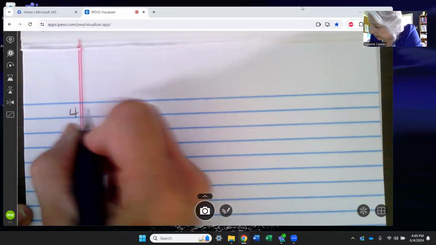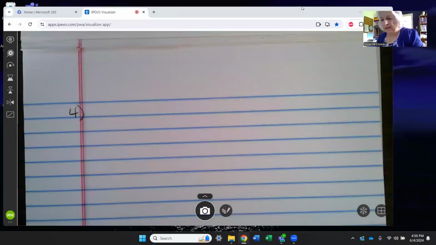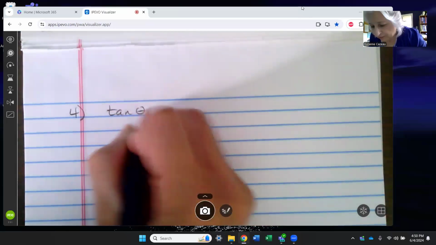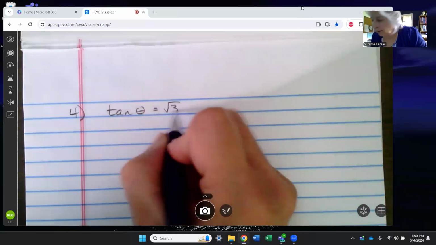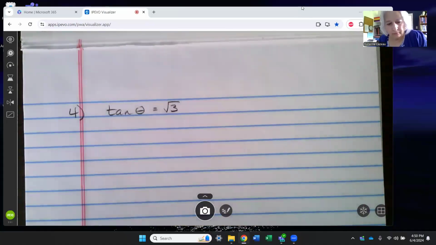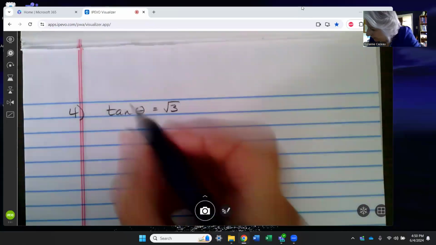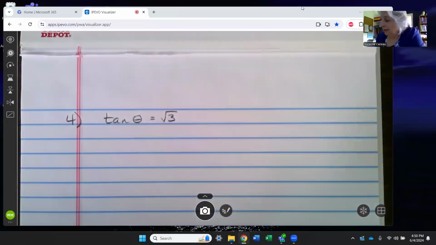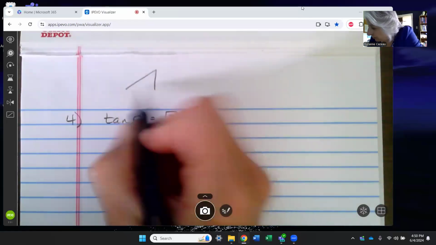Okay, number 4. It says, determine the measure of the acute angle theta, for which tangent of theta is root 3. Okay, so we want theta. Well, another thing I like to do when I sit down to my test is draw out my triangles.